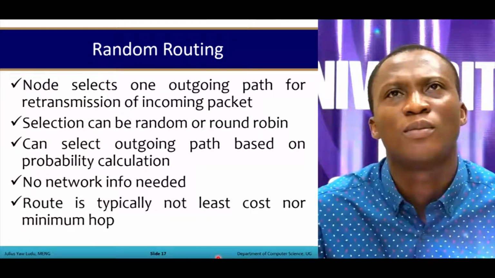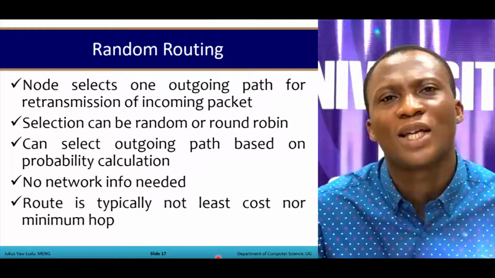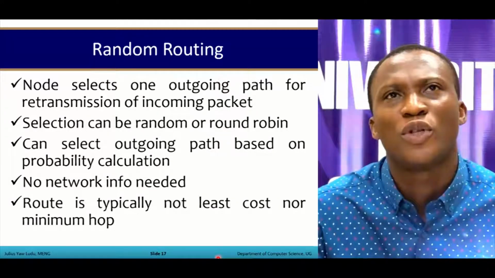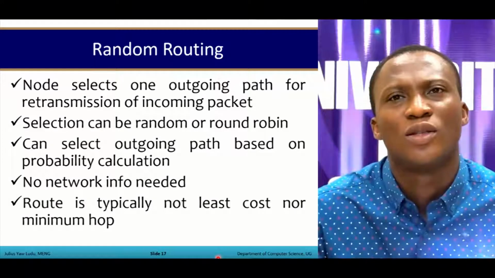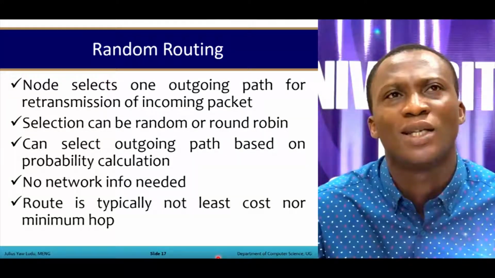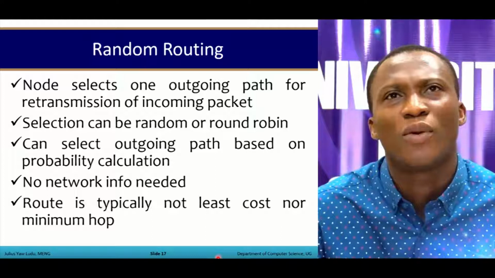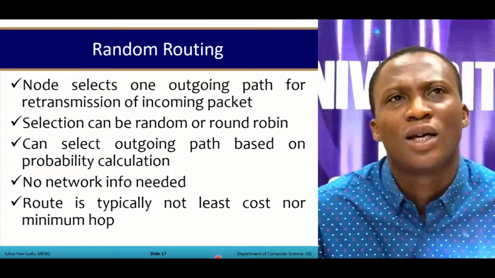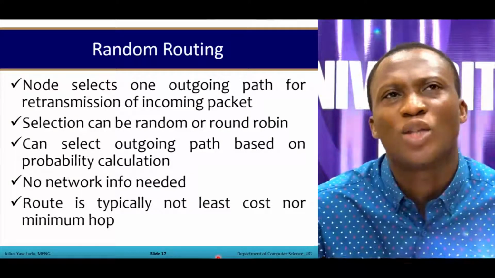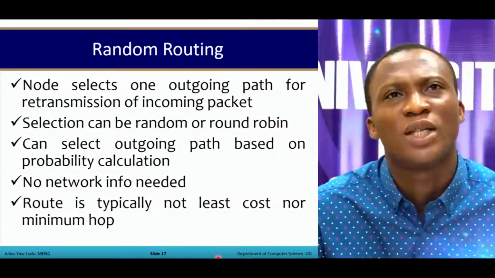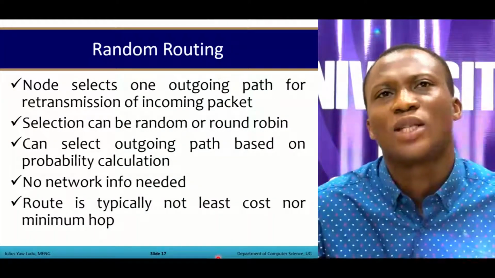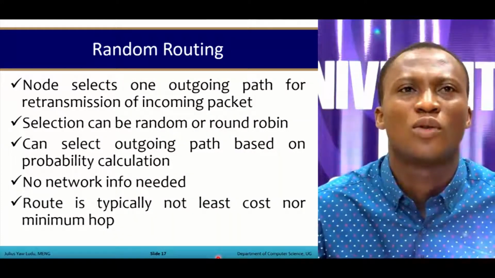Then let's look at the random routing. Here, the nodes select one outgoing path for retransmission of the incoming packets. Here, the nodes are not broadcasted, but we select one path to be able to send the packet onto that link. Now, selection is based on a round-robin approach or a random approach, and this can select outgoing path based on a probability calculation. Here also, no network information is needed, and route is typically not least cost nor minimum hop.